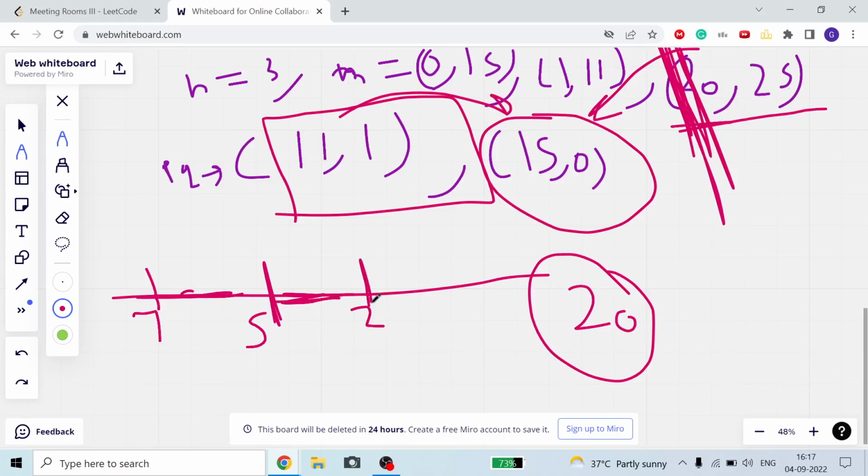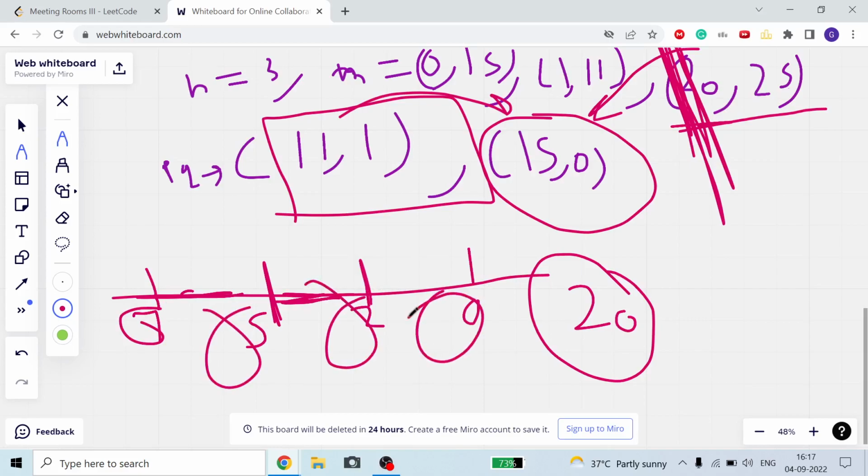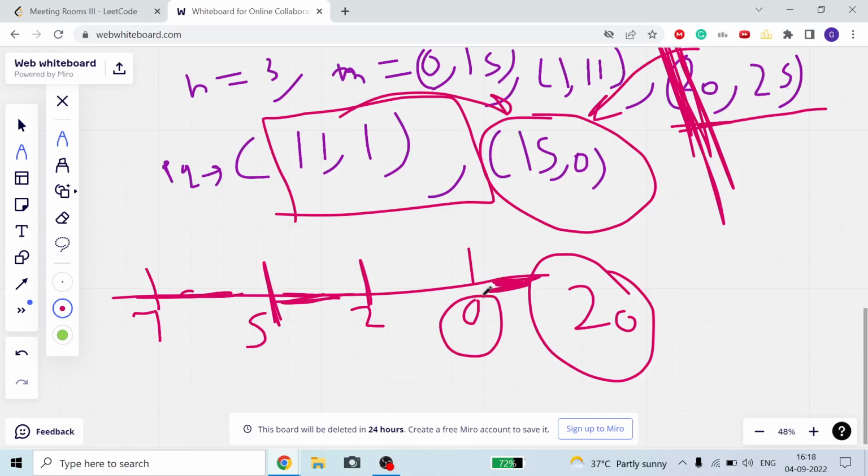Now after 2, we also have 2. So before 2 to 20, we will give room number 2. Now suppose 0 will come and say I am also free. So for 20, we will see 7, 5, 2 and 0. They are all free, but the minimum room number available for this 20 is 0. So we will provide it to 0.